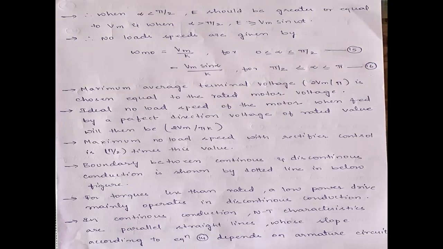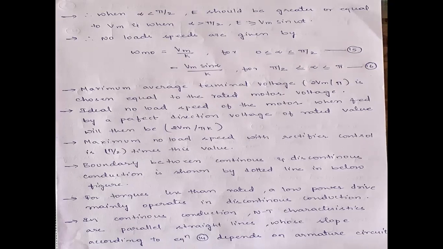So the maximum no load speed with rectifier control is pi by 2 times this maximum voltage value. This is the voltage, and if you multiply it by pi by 2, you will get the maximum no load speed.